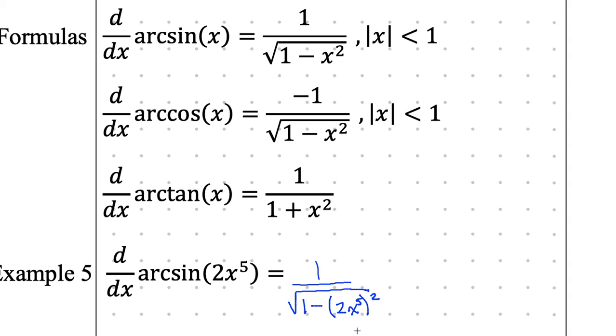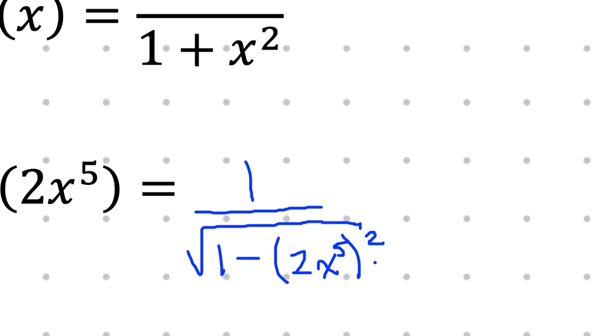I'm not done, I'm halfway done. All I did was I plugged this into that x, and make sure that you square the entire function. That was the inside. What's the derivative of the inside? 10x to the 4. So come down here and say this is times 10x to the 4. Done. There it is. That's the answer.